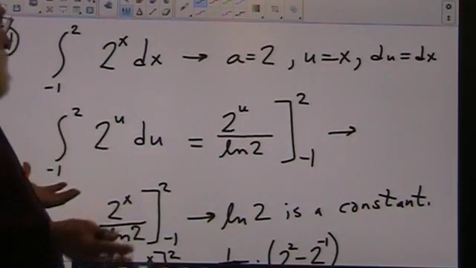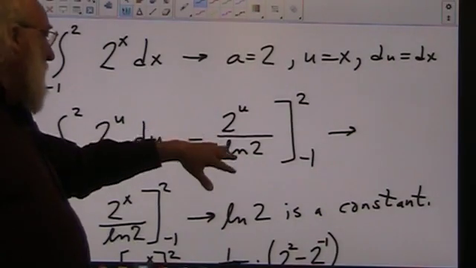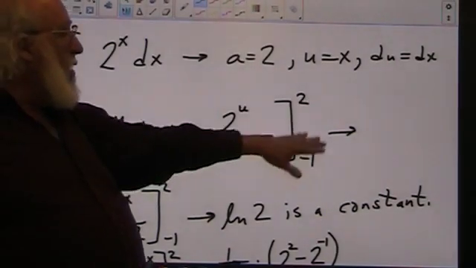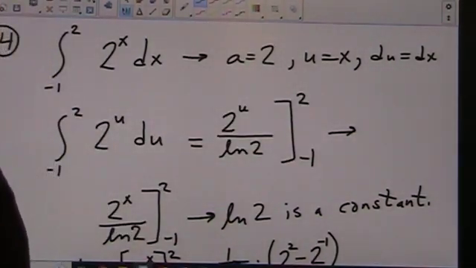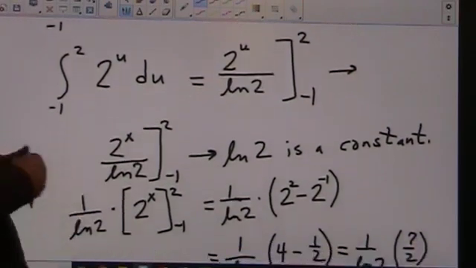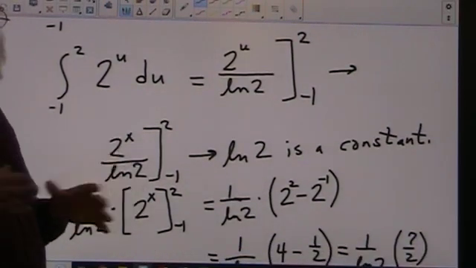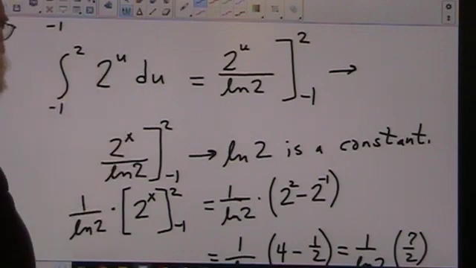So we do the same thing we did before. This is going to be 2 to the u over natural log of 2, but now we're going from -1 to 2 for this. We don't have to worry about the plus c because when they subtract out, the c's negate each other, they're gone.